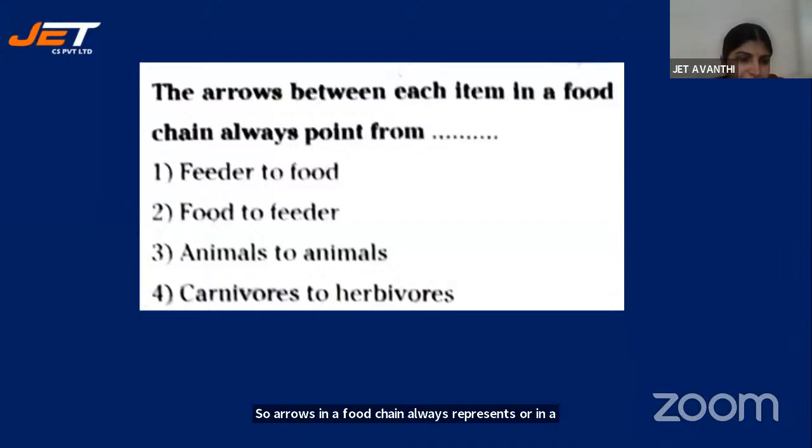Feeder to food, food to feeder, animal to animal, carnivores to herbivores. Yes, most of you are giving the correct answer. Chetan, Vaishnavi. Yes, Jessica, it's not 4. From where to where will energy flow happen? Mahesh, Taruni, Hanish, yes, Agnivesh.